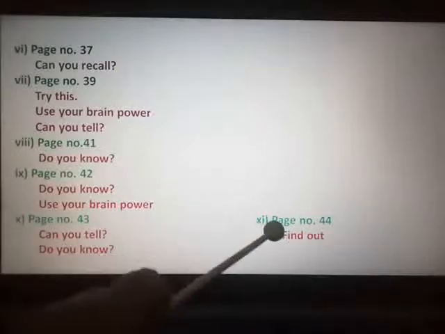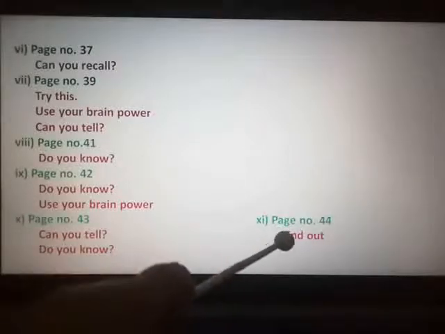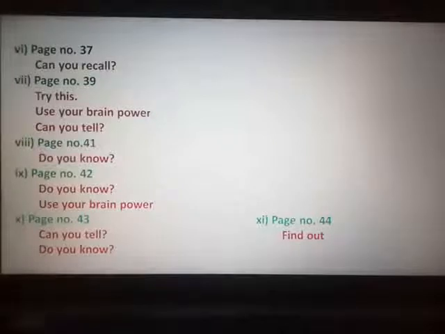Last page of this chapter, page number 44. Towards the end you have an activity, find out. Remove that. How are the blackened silver utensils? That question. Now we come to page number 46. Page number 46, you can see towards the end of the textual exercise, one project is given in pink color. Remove that project.